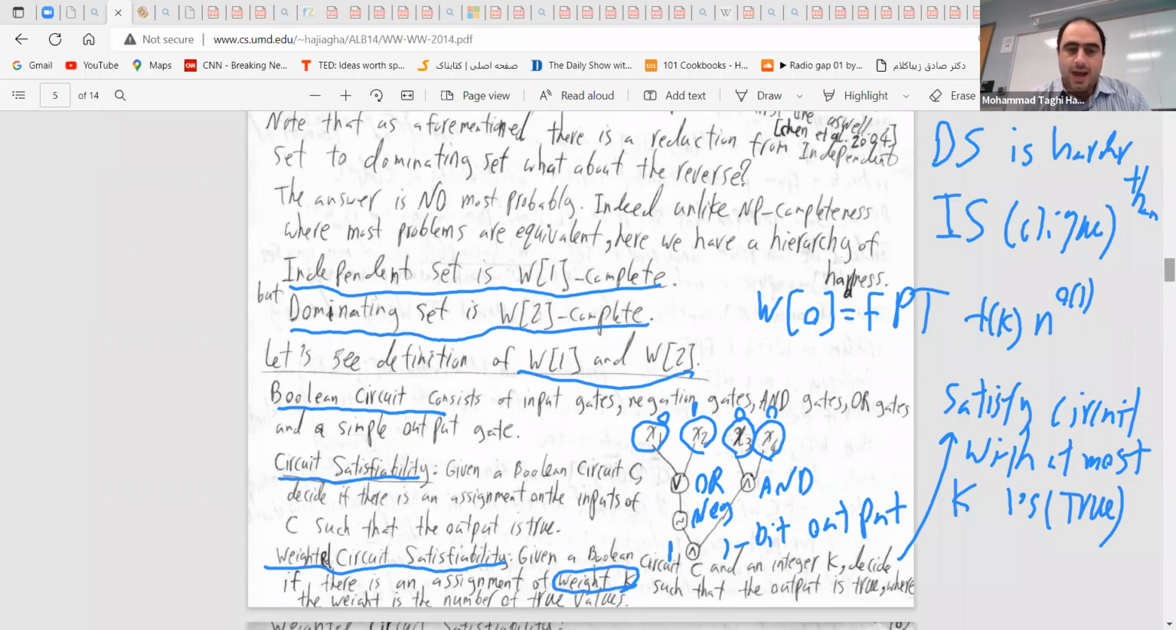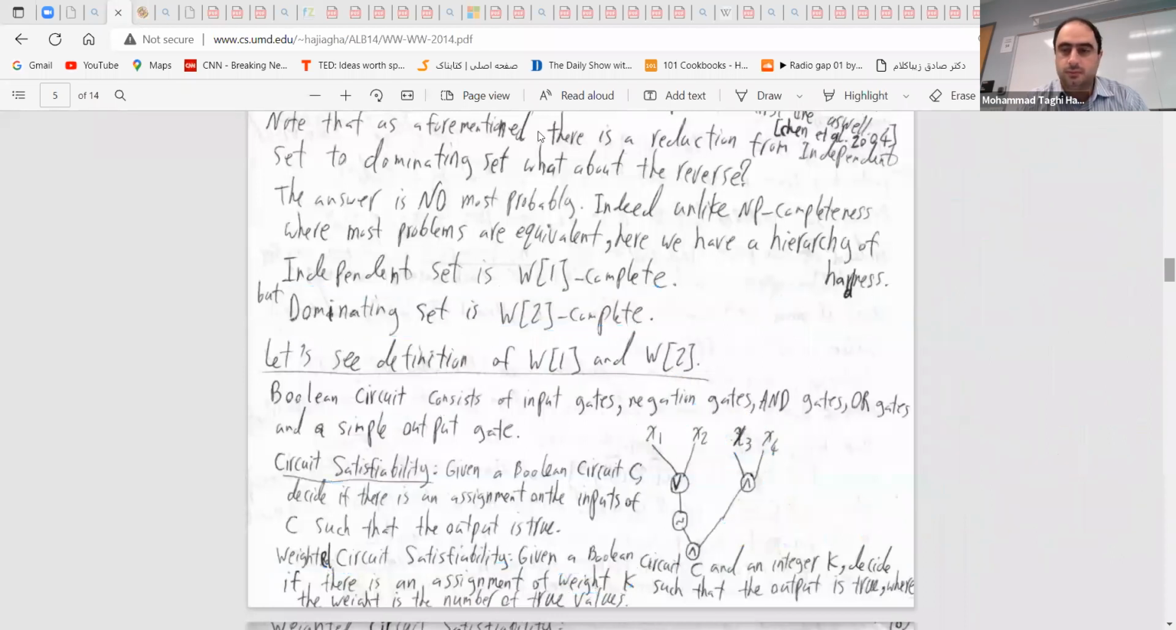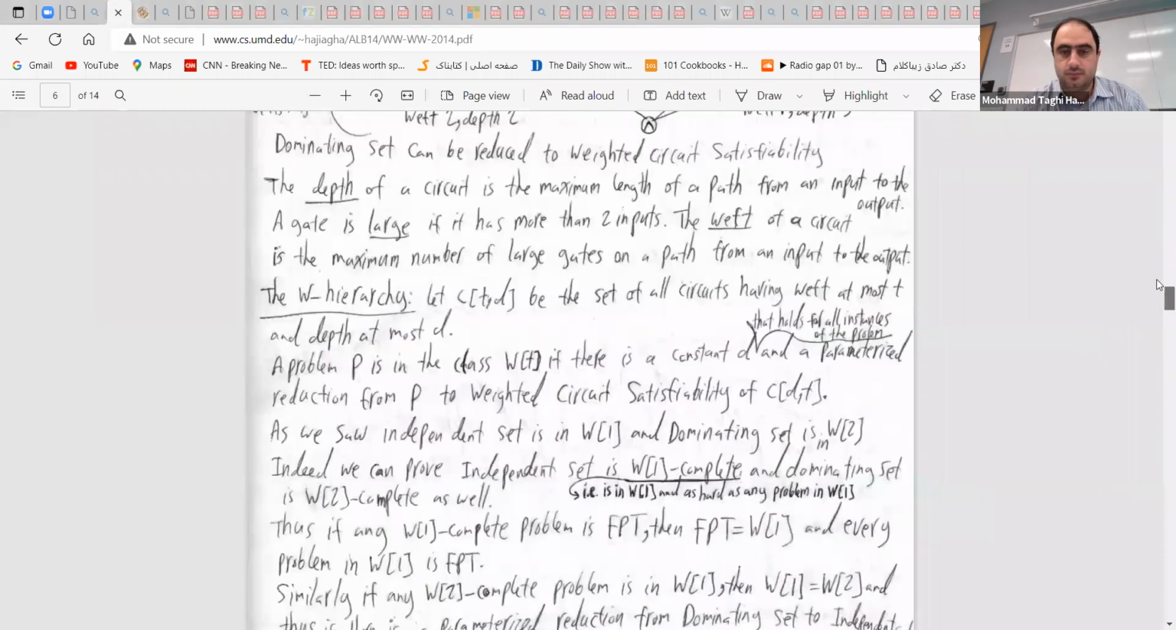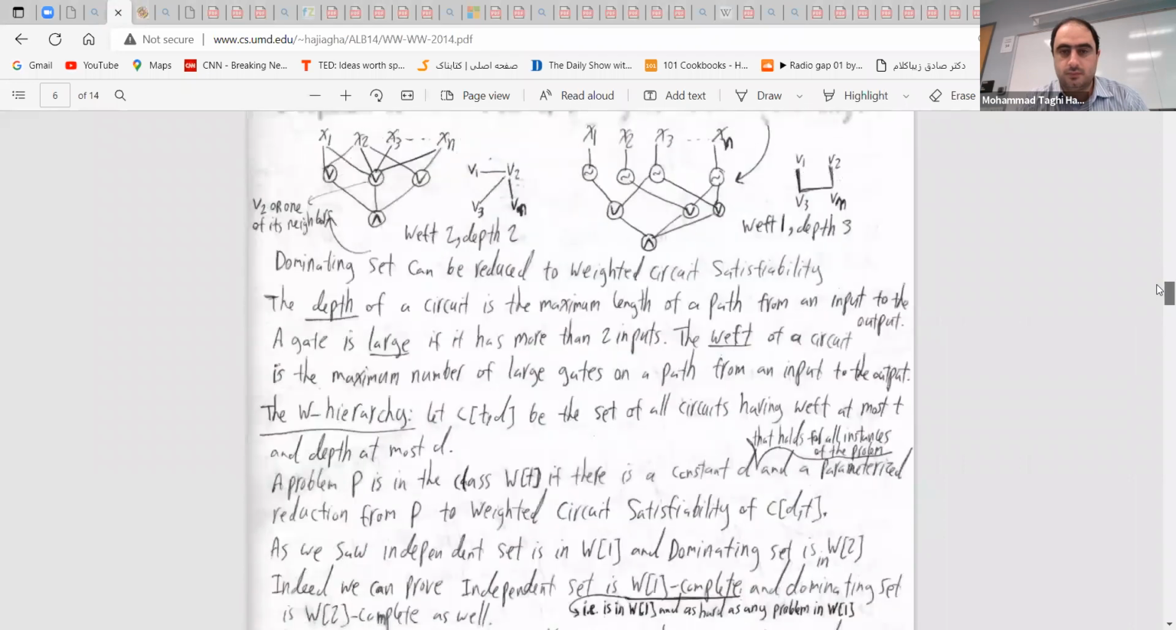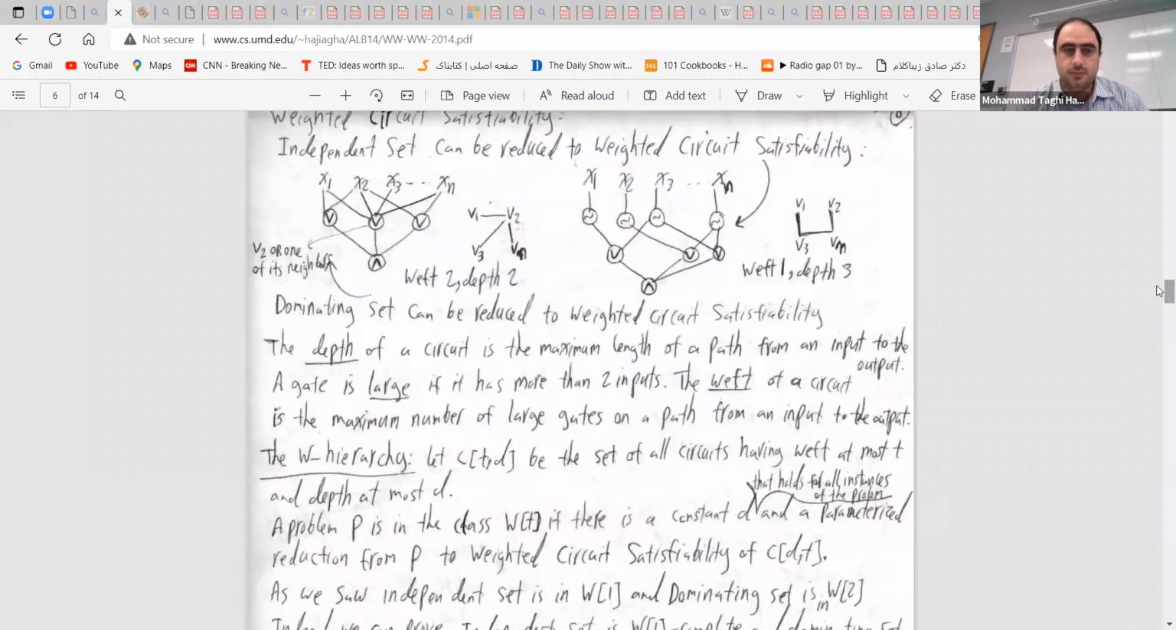And k essentially is the parameter size that we are talking about. Now, we have defined the Boolean circuits, circuit satisfiability, and weighted circuit satisfiability. Now let's give more definitions such that we can define W1 and W2. Good. So we had the weighted circuit satisfiability.